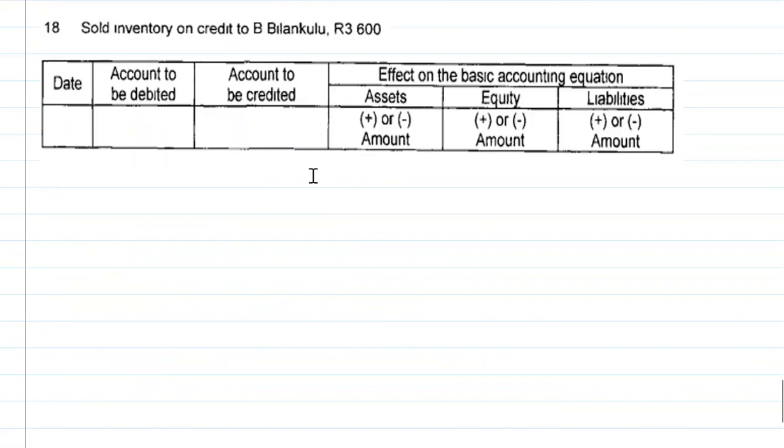Here we are selling inventory to B Bilangulu, 3.6. When we are selling inventory, it means that your sales account will be affected. So on the equity account, we're gonna have plus 3,600. We're gonna have a dash there. Then it means we're selling it on credit to Bilangulu. Then our assets at the same time will also go up by 3,600, meaning that there are two accounts affected.